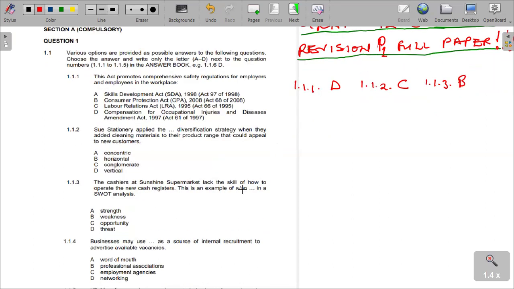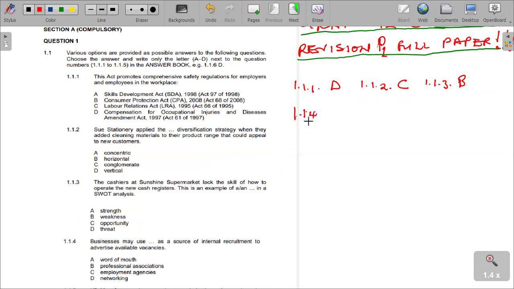Question 1.1.4. A business may use dash as a source of internal recruitment to advertise available vacancies. Businesses may use dash as a source of internal recruitment to advertise available vacancies. So we are saying, in terms of recruitment, which one is an example of an internal recruitment process.